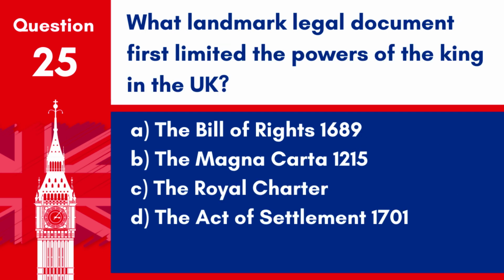Question 25. What landmark legal document first limited the powers of the King in the UK? A. The Bill of Rights 1689. B. The Magna Carta 1215. C. The Royal Charter. D. The Act of Settlement 1701.